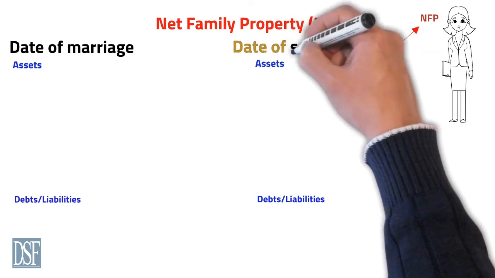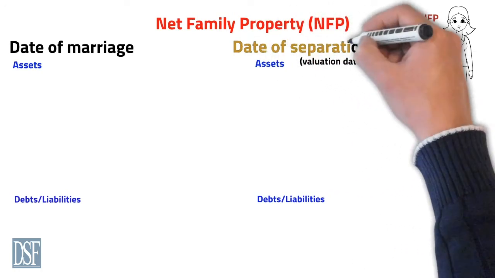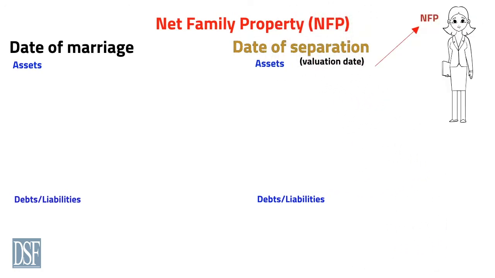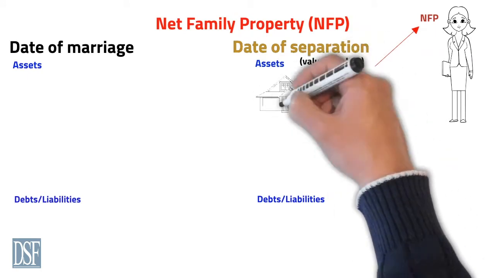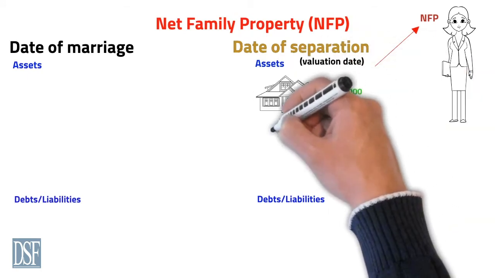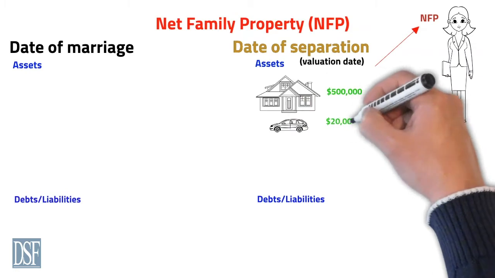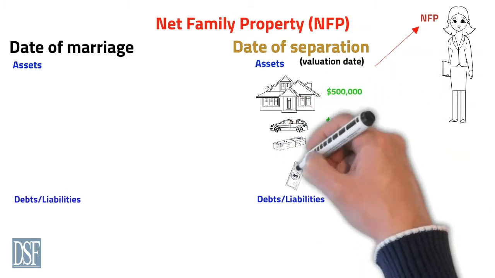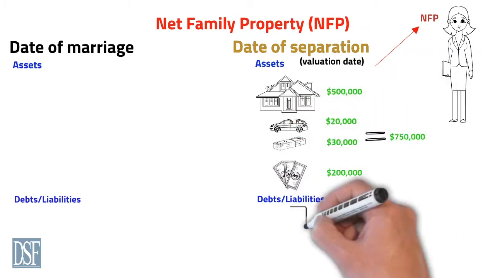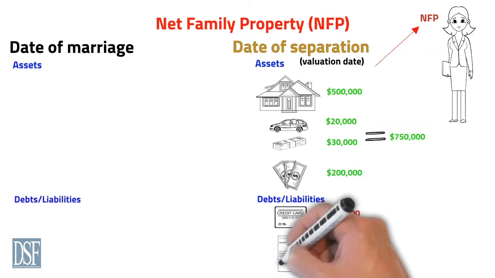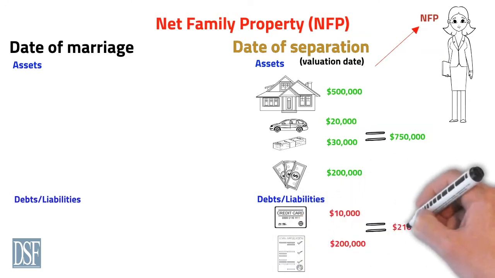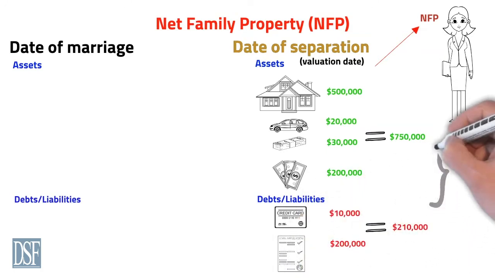We usually start by looking at the date of separation values because this information is usually more available. So we see here that Christina has a house, a car, some savings, and an RRSP. She also has credit card debt and a mortgage. Now we calculate the totals, subtract the debts from the assets, and we see that Christina was worth $540,000 at the date of separation.